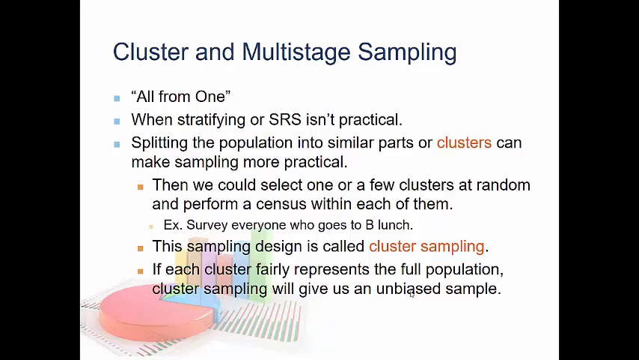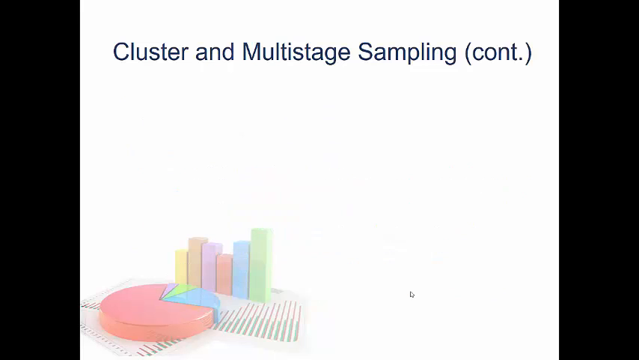For example, we could survey everyone who goes to B lunch. I would think that on cluster sampling, you could go A lunch, B lunch, C lunch, D lunch. Better, that's more like a cluster than a stratified, unless there's something that makes A lunch really different from D lunch. So if each cluster fairly represents a full population, it should give us an unbiased sample.